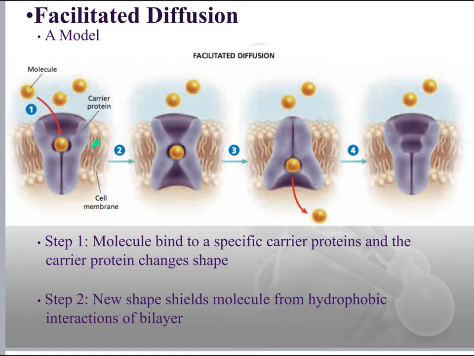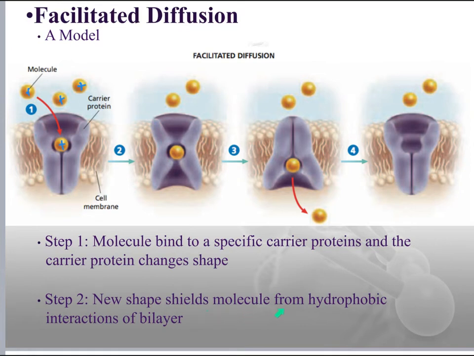So here's our plasma membrane. Here's a carrier protein. All right, right now, there's a higher concentration of particles outside of the cell than there is inside of the cell. So we're trying to get some of these into the cell. They're too big to go directly through the membrane, so they have to go through this carrier protein. So step one, molecule binds to a specific carrier protein, and the carrier protein changes shape. So when it comes here, it's going to change shape.